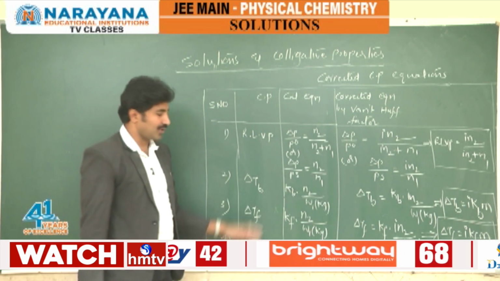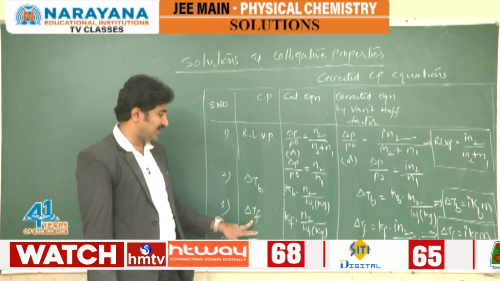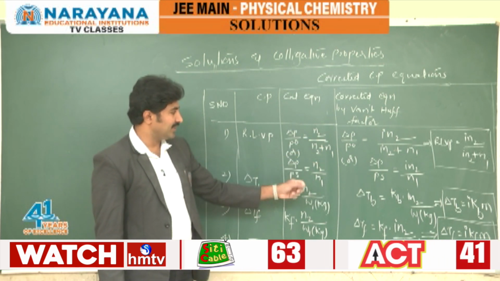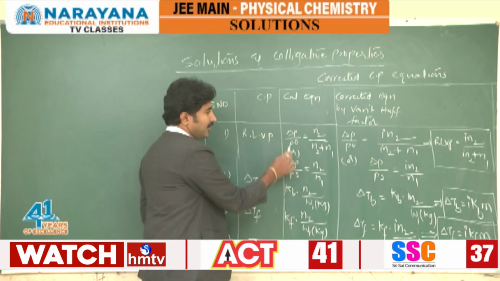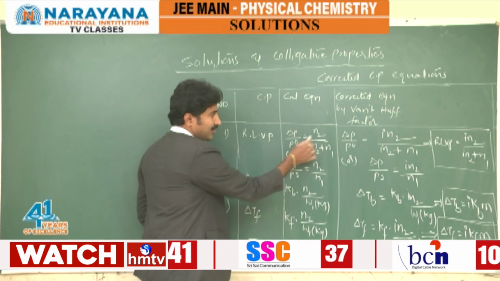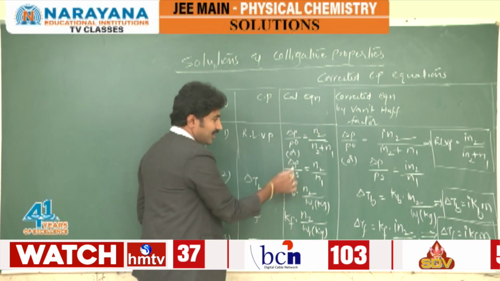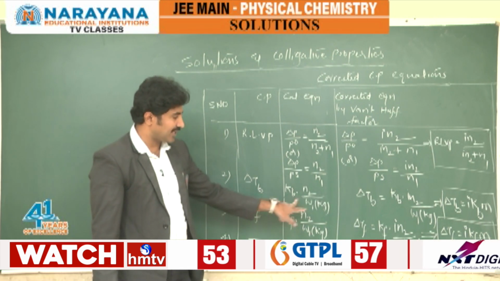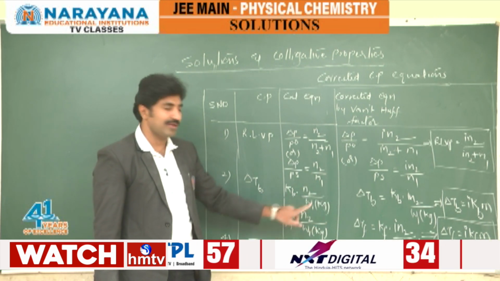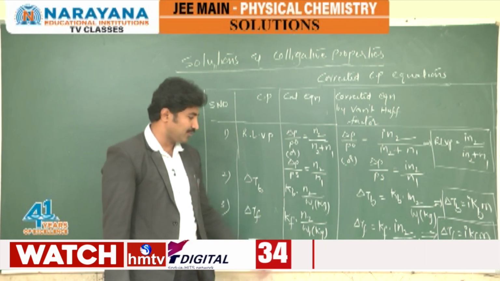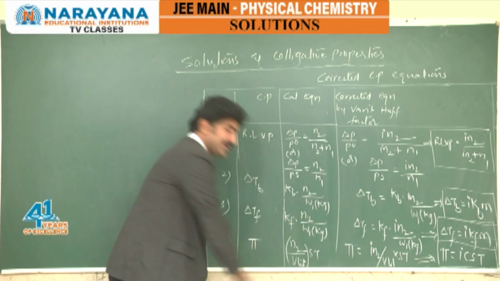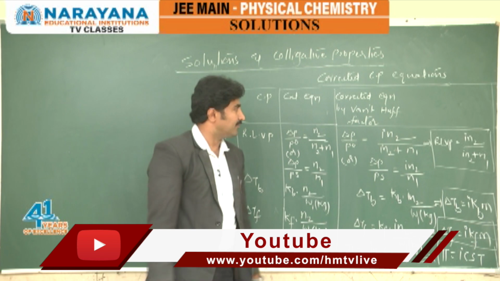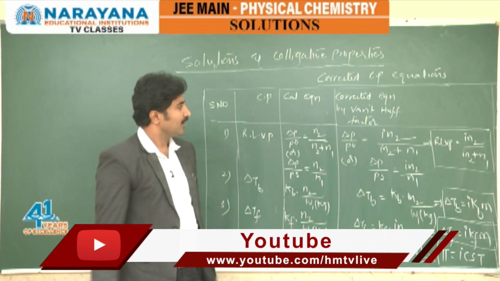We know our four colligative properties: RLVP, delta Tb, delta Tf and osmotic pressure. The calculated equation is X2, and this is also written as delta P by P naught is equal to n2 by n2 plus n1, which is X2, or delta P by Ps is equal to n2 by n1. And we know delta Tb is equal to Kb m. What is molality? Number of moles of solute by weight of solvent in kg. This is Kf into molality. This is CST.